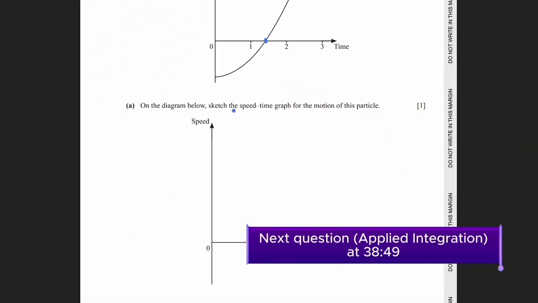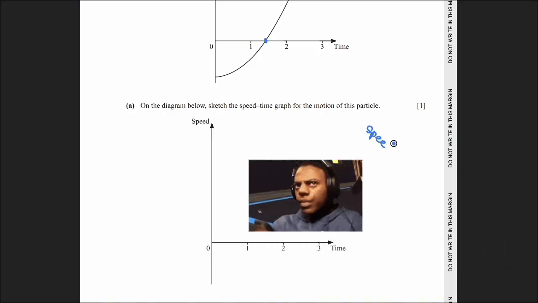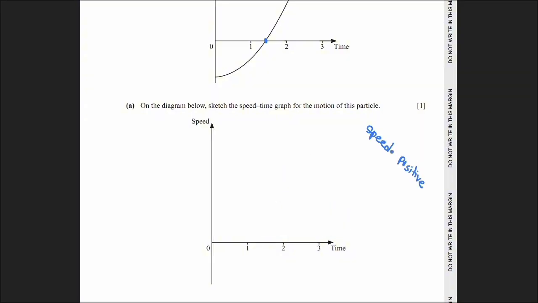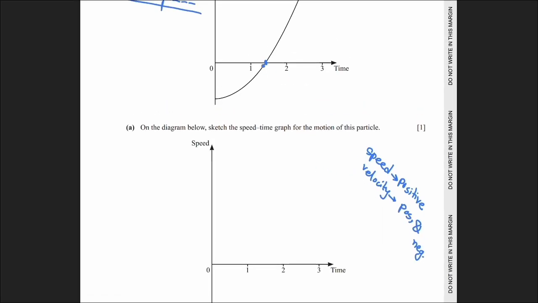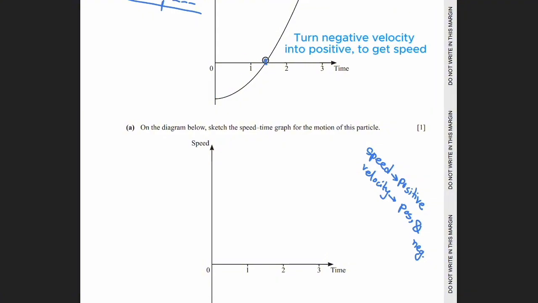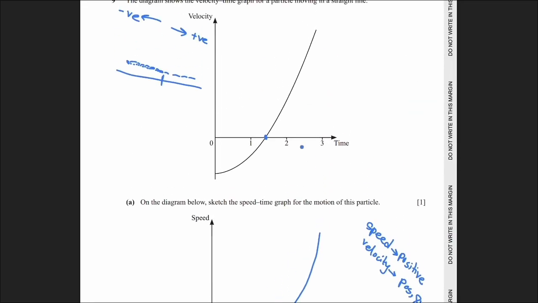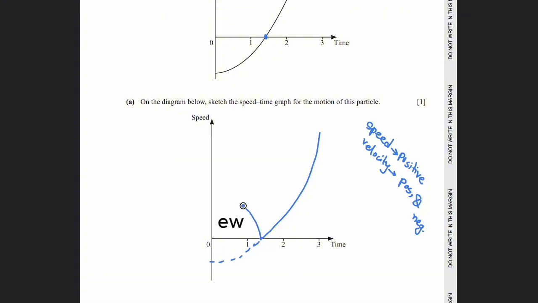On the diagram below, sketch the speed time graph. Now, one thing I know, that speed can only be positive because speed is scalar, but velocity can be positive and negative both. So what do we do to the negative velocity? Yes, we just flip it upwards like this. So let's draw the graph, which is like this almost, and instead of going over there, we are going to reflect it over here. Very nice.